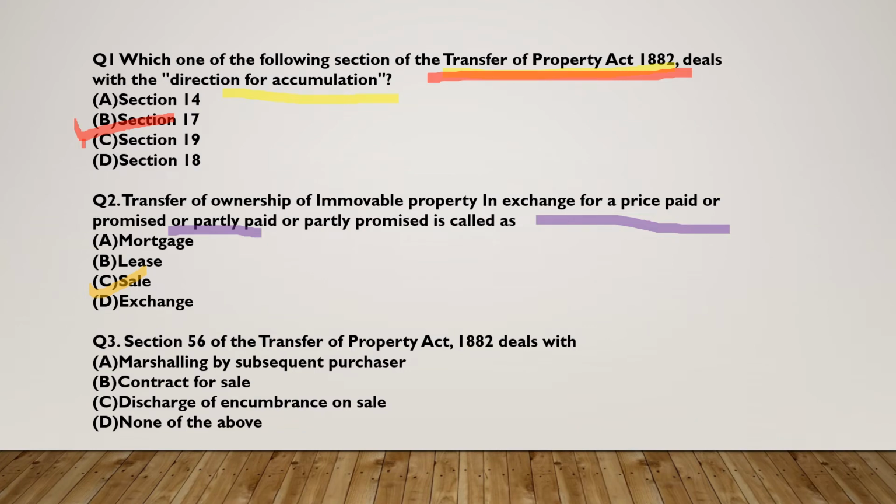सिंपल सा है, सेक्शन 56 खोलो, उसके अंदर डायरेक्ट लिखा गया है कि इट डील्स विद द मार्शलिंग बाय सब्सिक्वेंट परचेजर. दिस वाज द डायरेक्ट क्वेश्चन. सो ऑप्शन ए इज द करेक्ट आंसर ओवर हियर. और क्वेश्चन नंबर 3 का ऑप्शन ए करेक्ट ऑप्शन है. सेक्शन 56, सेक्शन 54 फॉर सेल, सेक्शन 17 क्या बोलता है? आप लोग इन क्वेश्चंस को ढंग से देखो और इन सेक्शंस को प्रेफर करो.